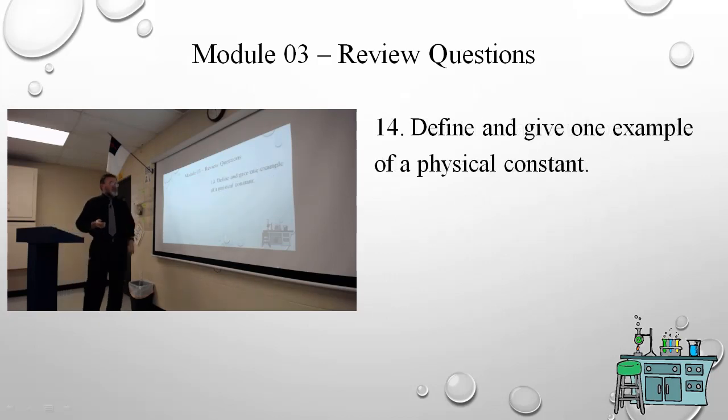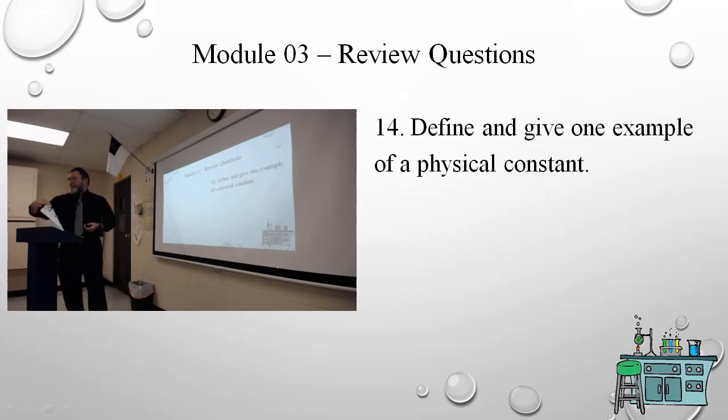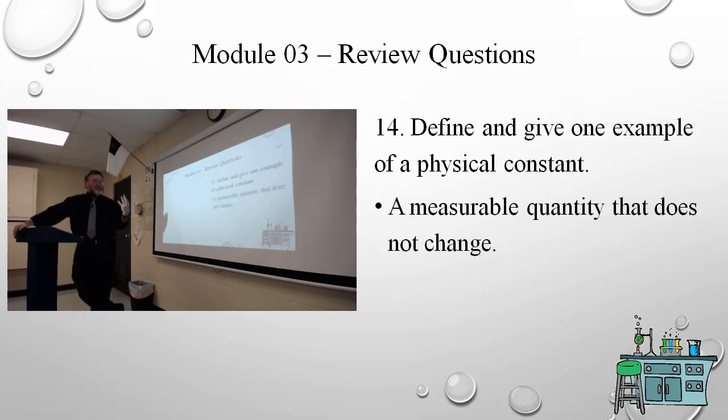Define and give one example of a physical constant. We had two of them in this chapter, in Module 3. But what is a physical constant, first of all? It's a measurable quantity that doesn't change. It's the same all the time. Physical constants have a constant value. You can count on it.